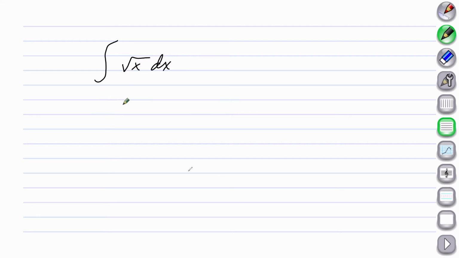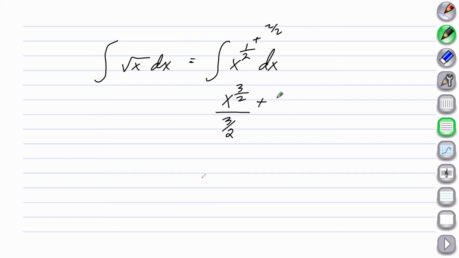So in this case, it would be the integral of x to the half power, dx. Well, my hand isn't writing too good today. So then what we would do on this one is we have to add 1 to this. So that would be basically 2 halves. So this would be x to the 3/2 over 3/2. See, but that gets a little messy, plus c.